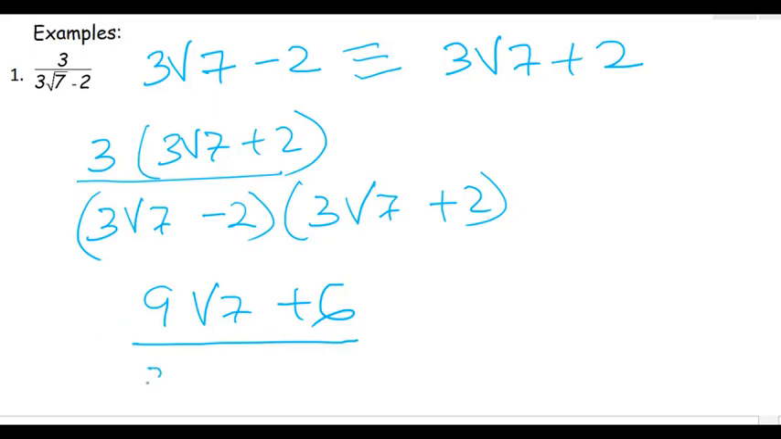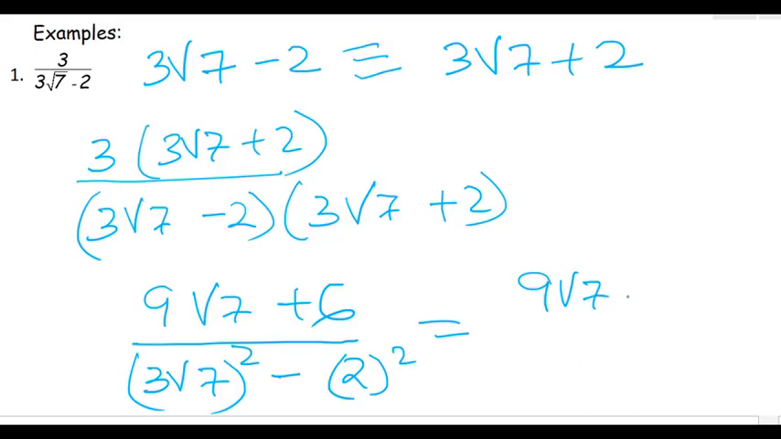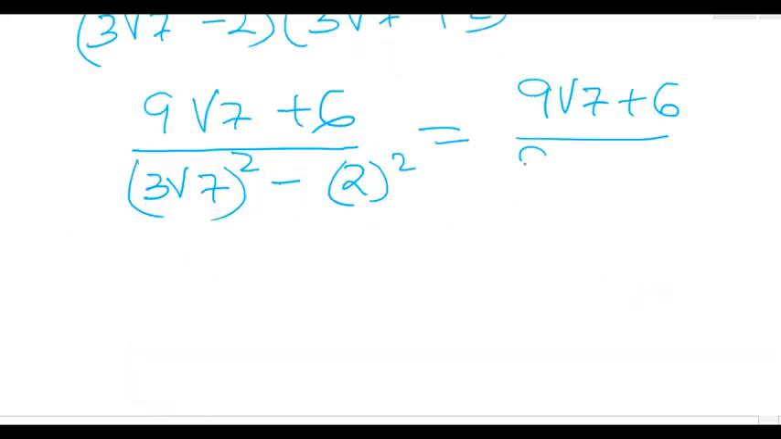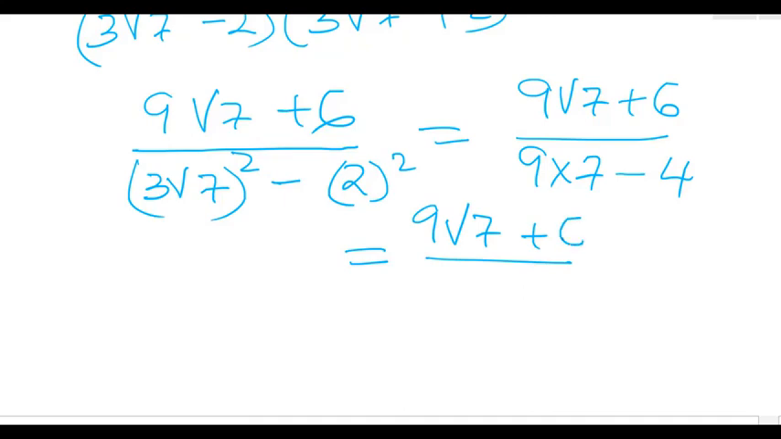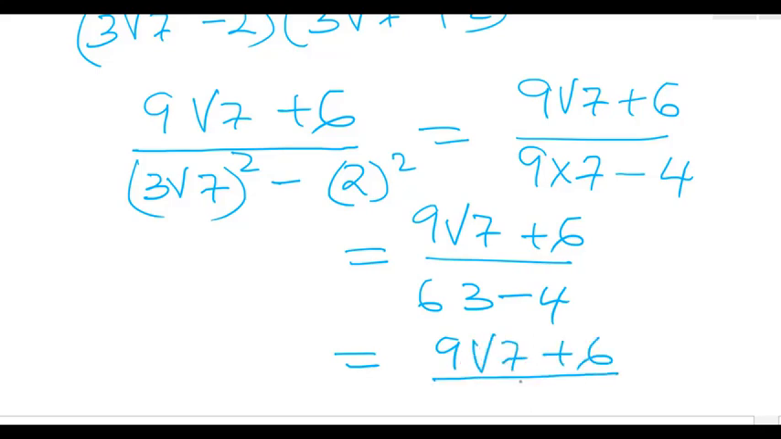We are going to have 3 root 7 squared minus 2 squared, and this will simplify to 9 root 7 plus 6 over 9 multiplied by 7 minus 4. On simplifying the denominator, we have 9 root 7 plus 6 over 63 minus 4, which is the same as 9 root 7 plus 6 over 59.